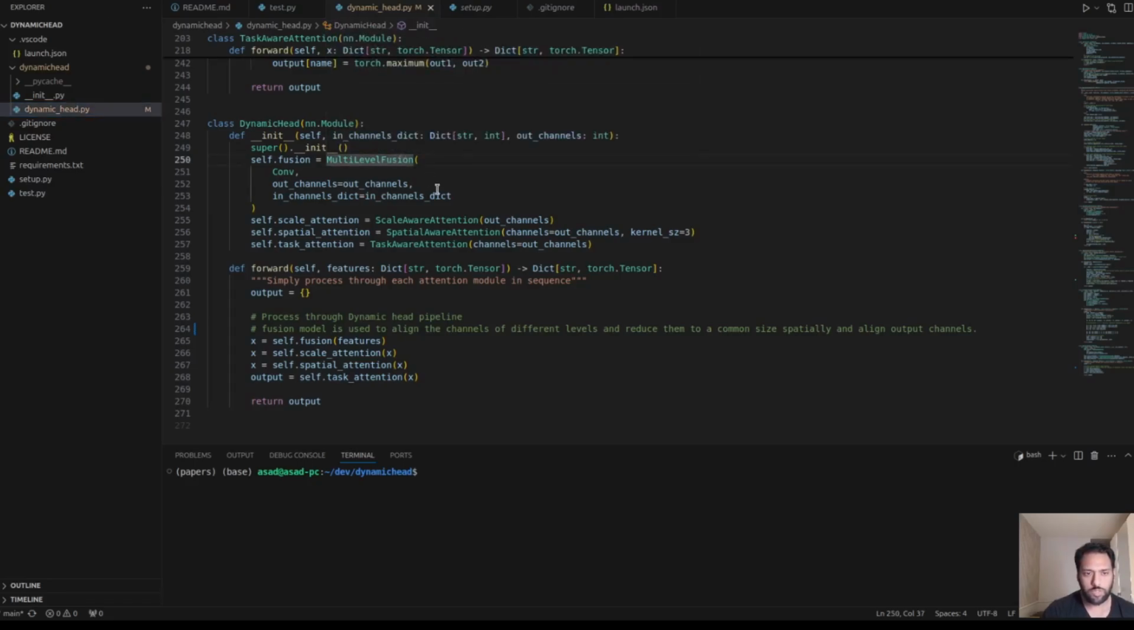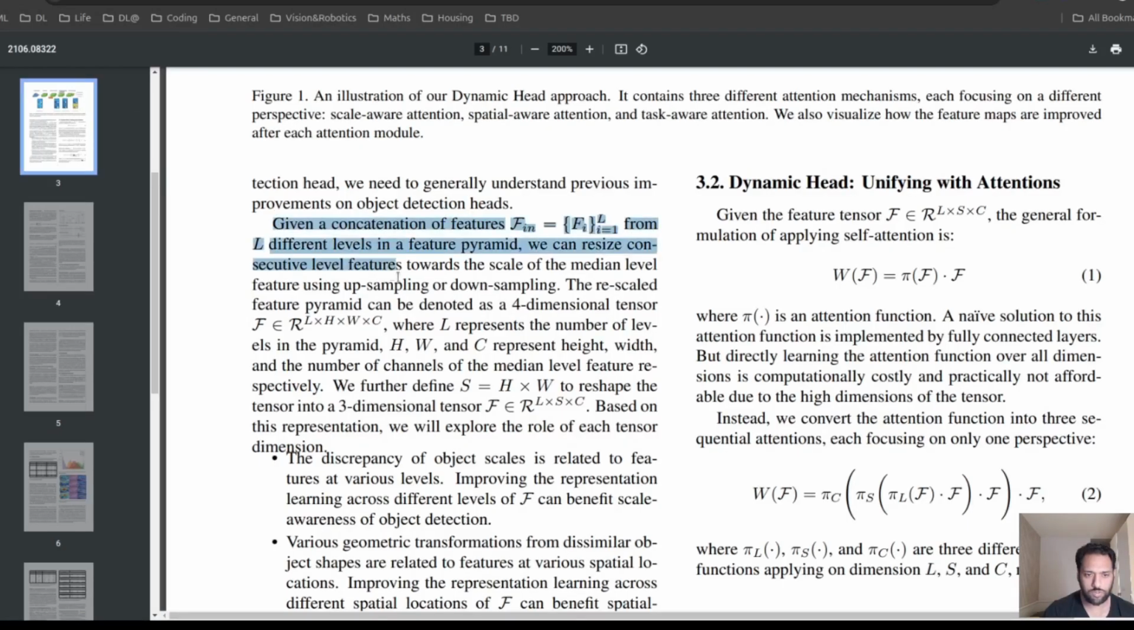So the first one is multi-level fusion. It has two purposes. First, it maps the channels to the number of output channels for each feature level, and secondly, it also upsamples or downsamples the consecutive features to the median level feature. And this comes from this part of the paper: given a concatenation of features from L different levels, we can resize the consecutive level features to the scale of the median level by upsampling or downsampling them.